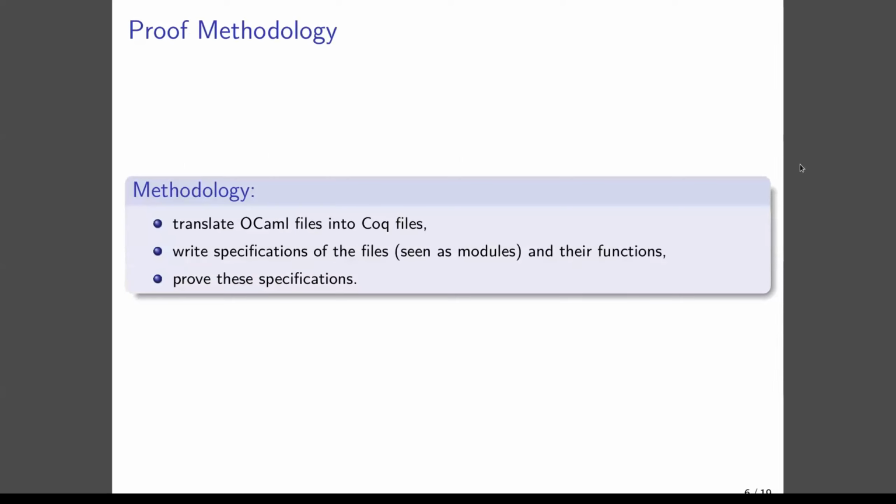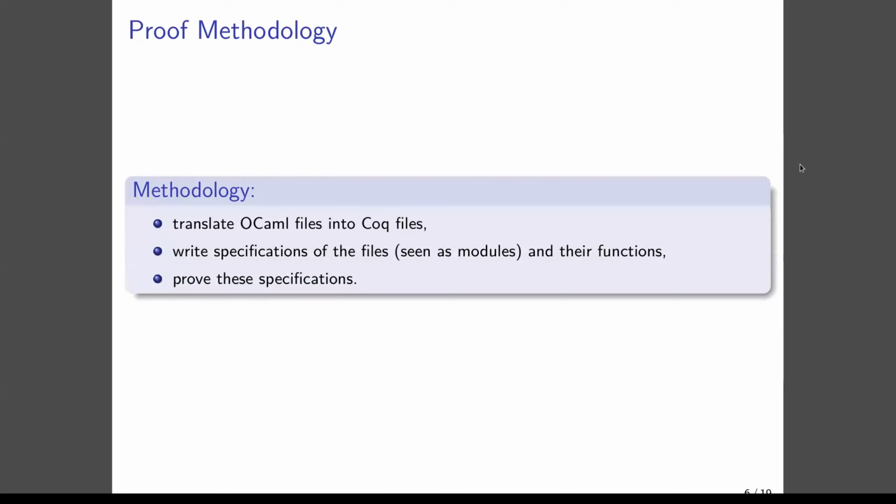The proof methodology is quite simple. We just want to work on some OCaml files within the Coq Proof Assistant. So the first obvious step is to fetch the content of the OCaml files and get them into the Proof Assistant to be able to work with them. This is done by a translation tool written in OCaml.